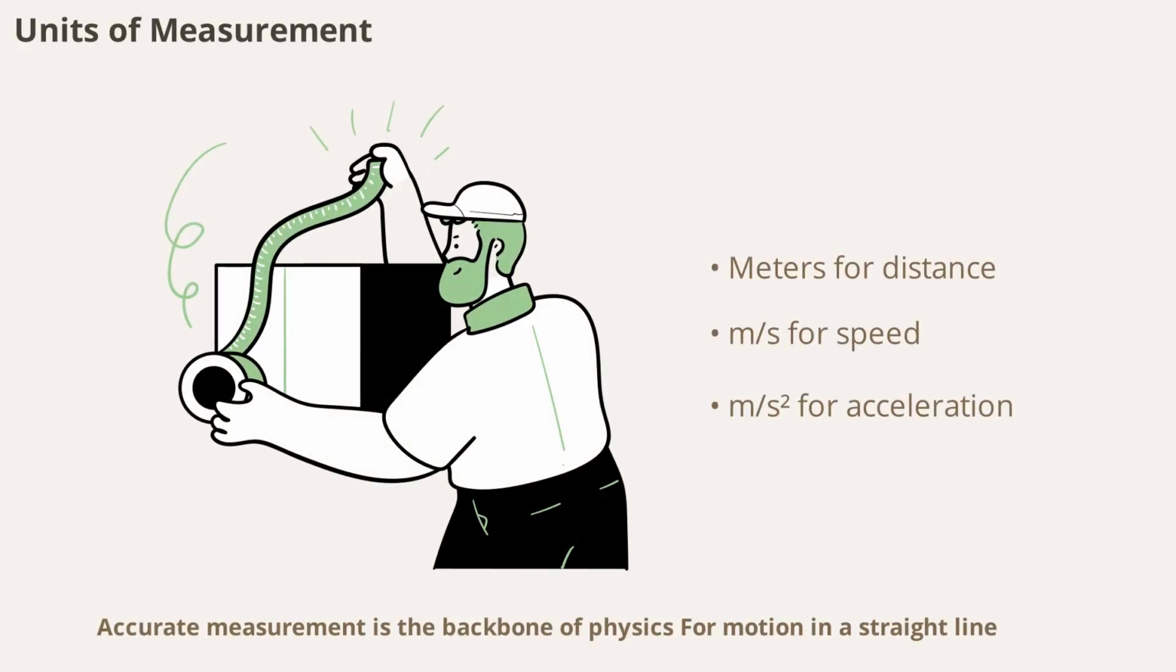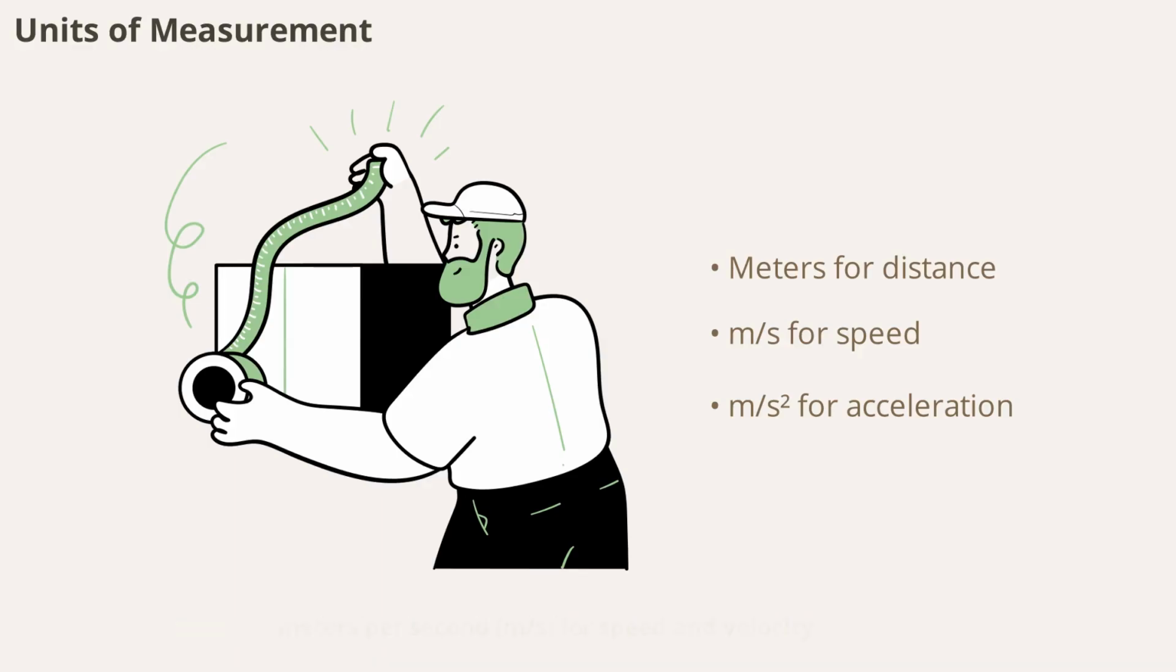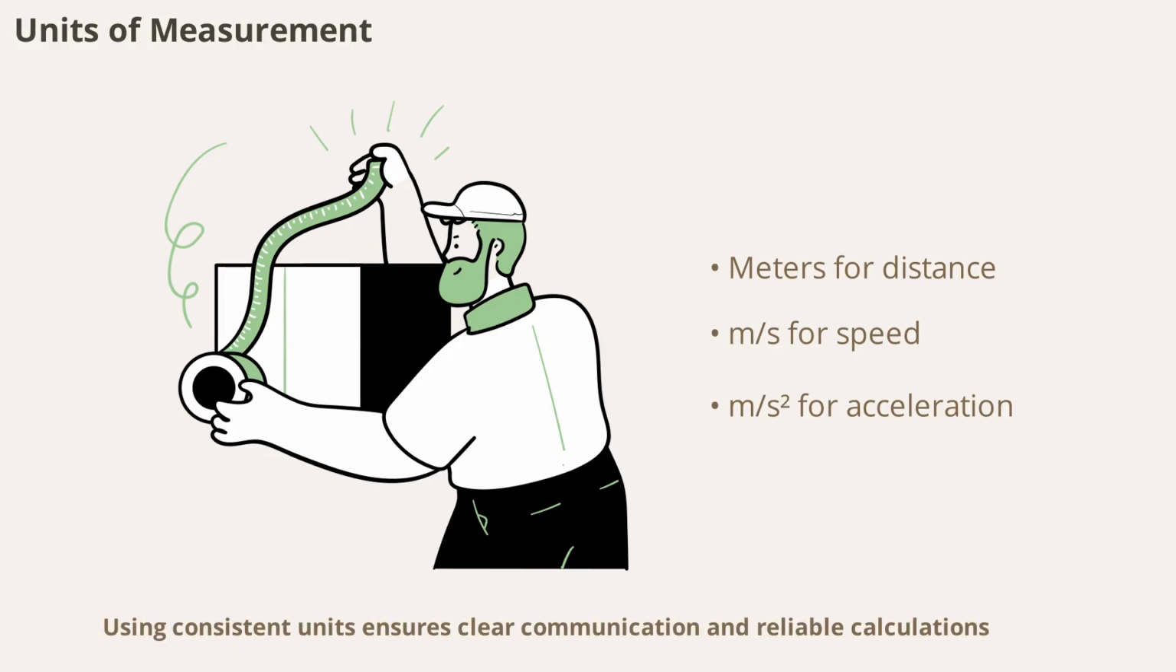Accurate measurement is the backbone of physics. For motion in a straight line, we use standard units: meters (m) for distance and displacement, meters per second (m/s) for speed and velocity, and meters per second squared (m/s²) for acceleration. Using consistent units ensures clear communication and reliable calculations.